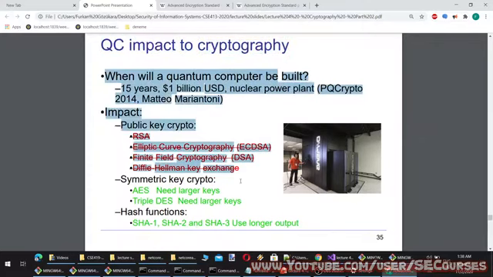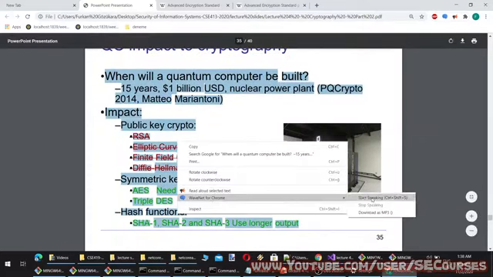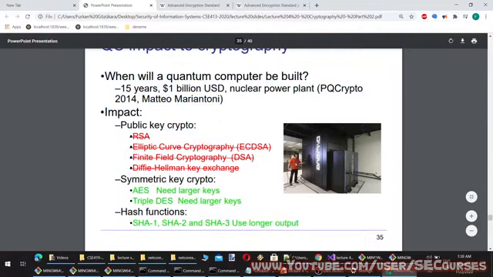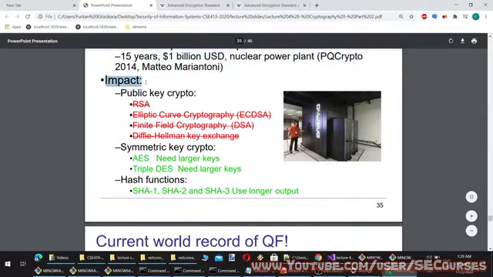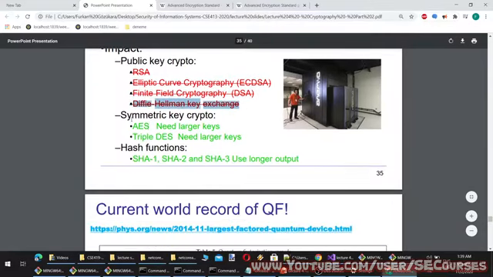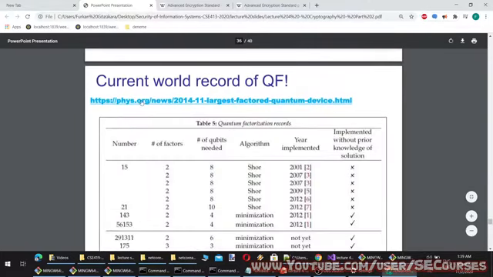QC impact to cryptography. When will a quantum computer be built? 15 years, $1 billion USD, nuclear power plant, PQCrypto 2014, Matteo Mariantoni. Impact: public key crypto, RSA, elliptic curve cryptography, ECDSA, finite field cryptography, DSA, Diffie-Hellman key exchange. Symmetric key crypto: AES needs larger keys, Triple-DES needs larger keys. Hash functions: SHA-1, SHA-2 and SHA-3 use longer output.